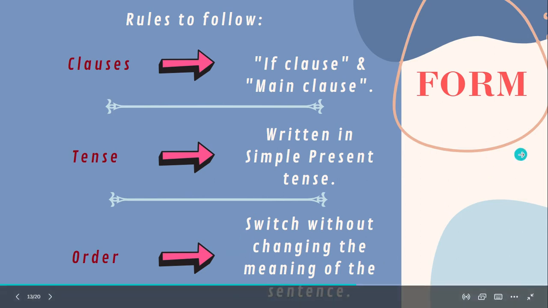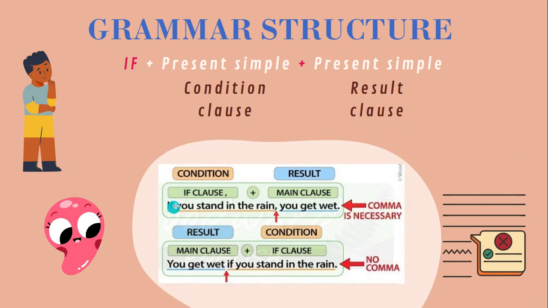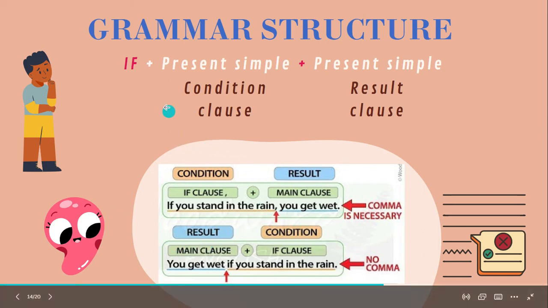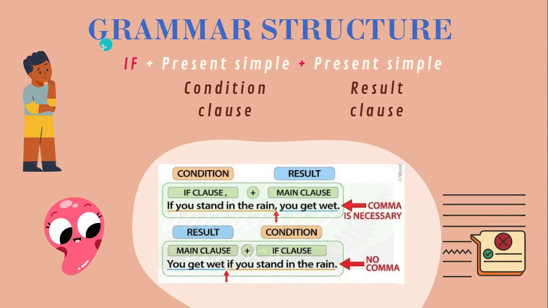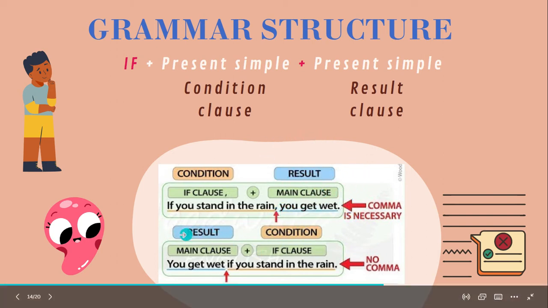So we are going to have these examples right here, and you're going to understand the grammar structure in a better way. Remember that for the grammar structure, you're going to use the if that we have here, the first part. Then we are going to use the present simple in the condition clause and also the result clause. You always need to use the present simple. For example, we have, if you stand in the rain, this is the condition, the if clause, because you're using if here. Then we have, you get wet. This is the main clause, or the result of that sentence.